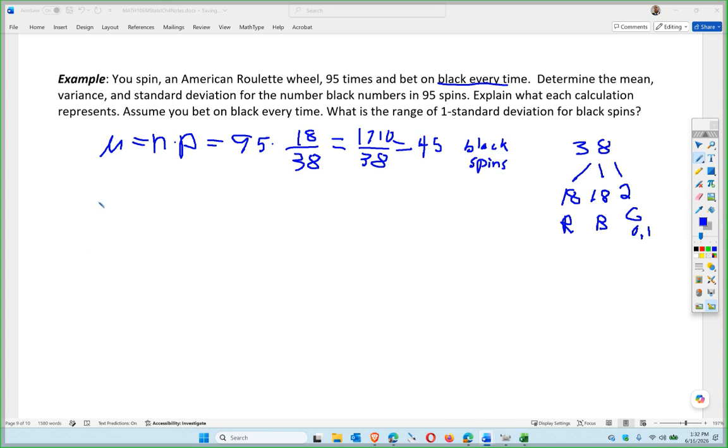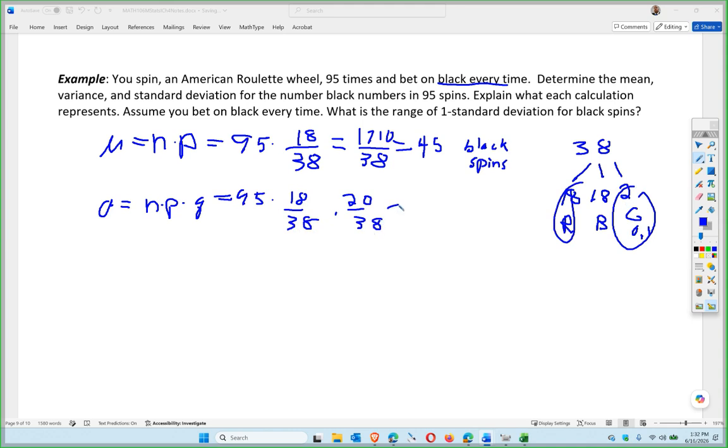All right. So the standard deviation, right, is the square root of n times p times q, which would be 95 times 18 out of 38, right? So losing is the red and the green, right? So that's the 20 out of 38. So if you multiply those through, you're going to get 34,200 over 38 times 38 is 1444. So again, you don't need the decimal value of that. It's better that you don't do that. So when you do the standard deviation, just square root that answer. Okay? So you do not want to round twice.